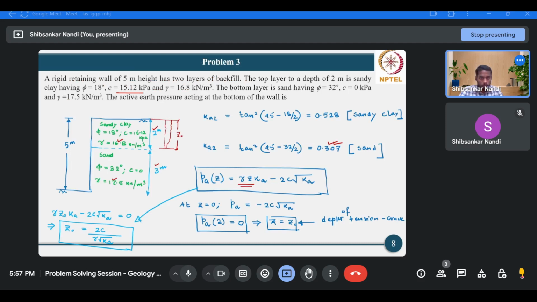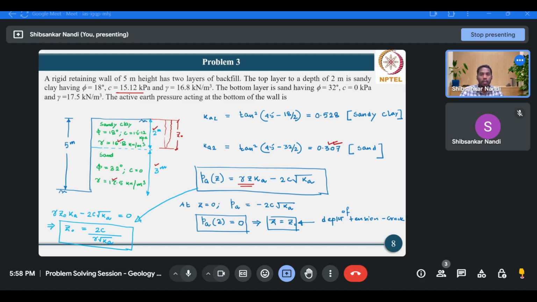Now, the first few things which we have discussed, that is the generation of tension crack for a cohesive frictional backfill in the top portion of that backfill, and how to calculate the depth of tension crack, that was solely for the purpose of our subsequent problems. In the subsequent problems, we'll encounter this type of configuration or this type of backfill condition frequently.